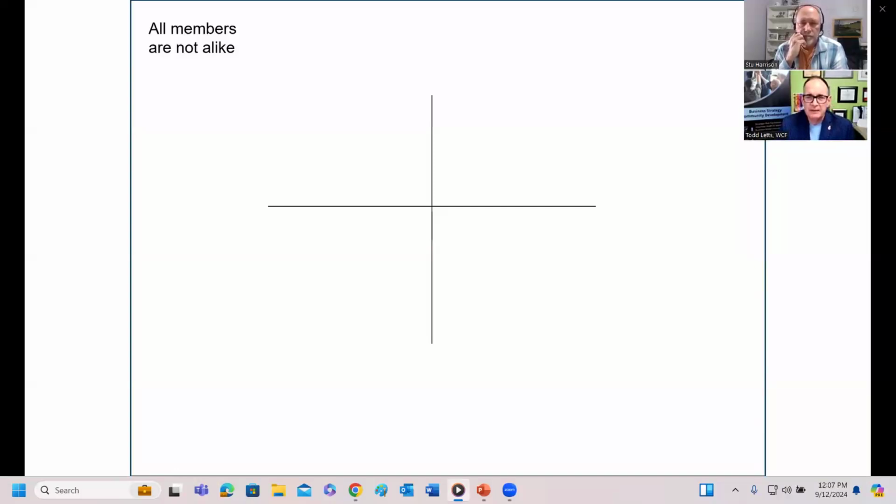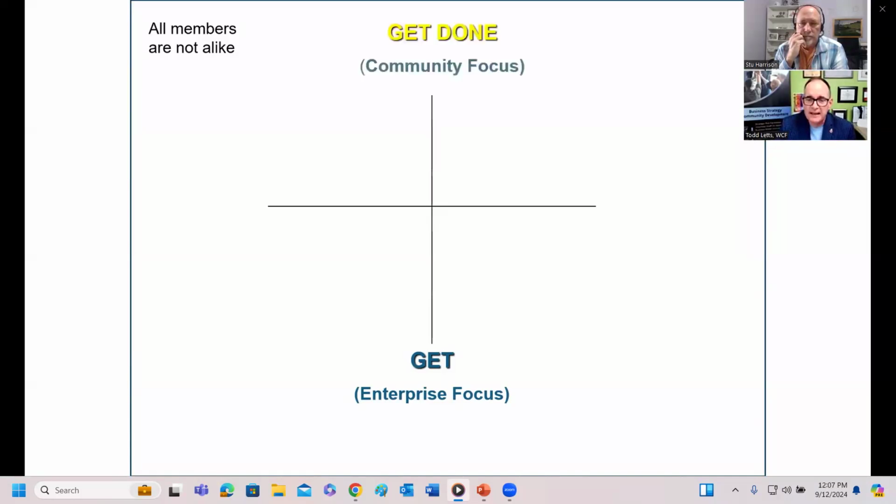So think of these two lines, and let this diagram help us understand motivation. Below the horizon, those that are interested in getting something from your Chamber of Commerce, very enterprise transactional focus. Above the horizontal line, those that are more community focused. What can I get done through the Chamber of Commerce? Can we attract more doctors? Can we get better healthcare and machines at our cancer center, etc.?